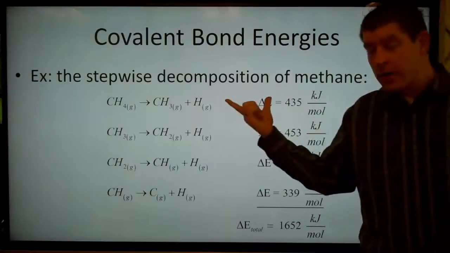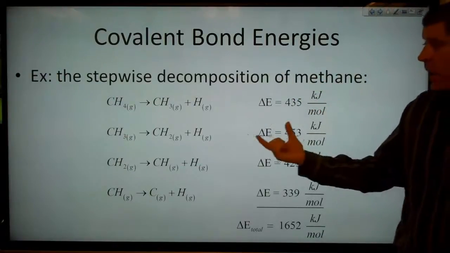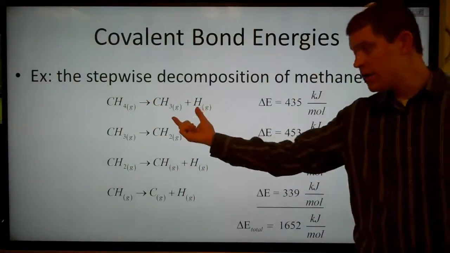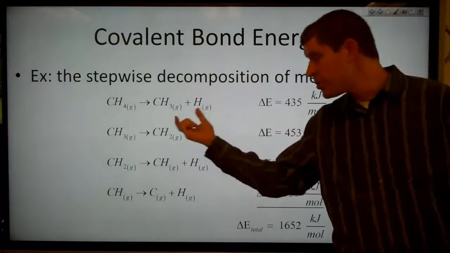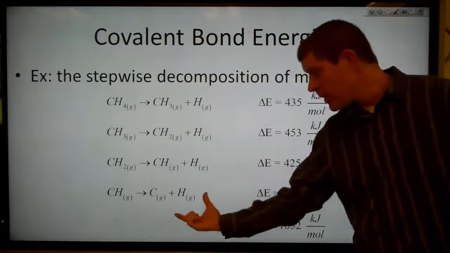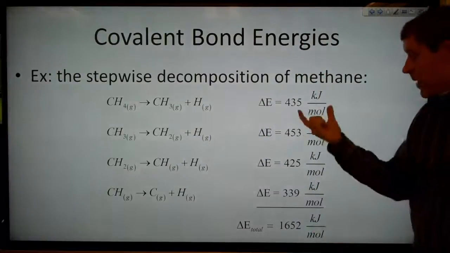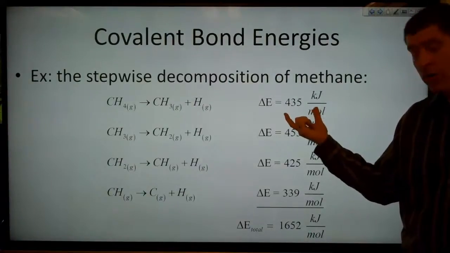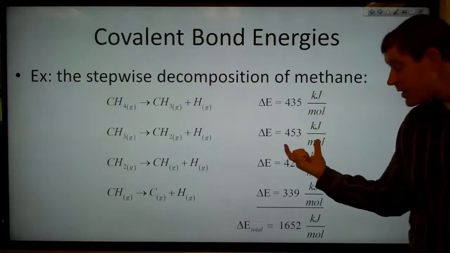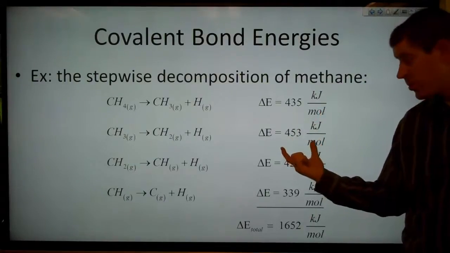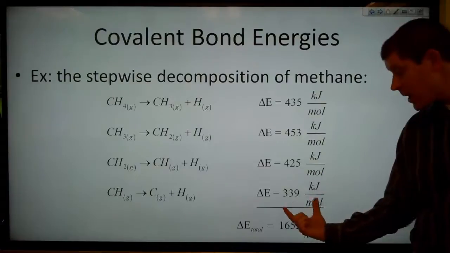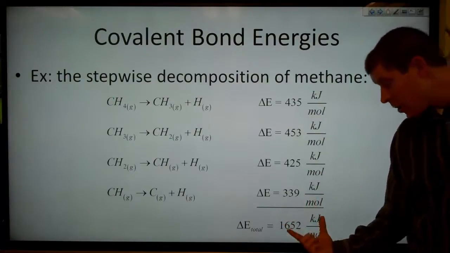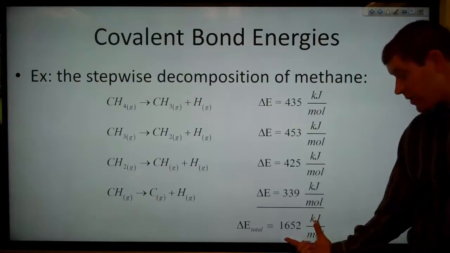This means that if we look at something like the stepwise decomposition of methane, every time we pull a hydrogen atom off, so we go from CH4 to CH3 plus a hydrogen atom, and then CH3 to CH2 plus a hydrogen atom, and so on, down to atomic carbon and hydrogen, we have to put in some energy. The first time we pull a hydrogen off, we put in 435 kilojoules per mole. The next time we put in 453 kilojoules per mole. The next time we put in 425, and the last time we put in 339 kilojoules per mole. So the total in pulling off all four of them is 1652.